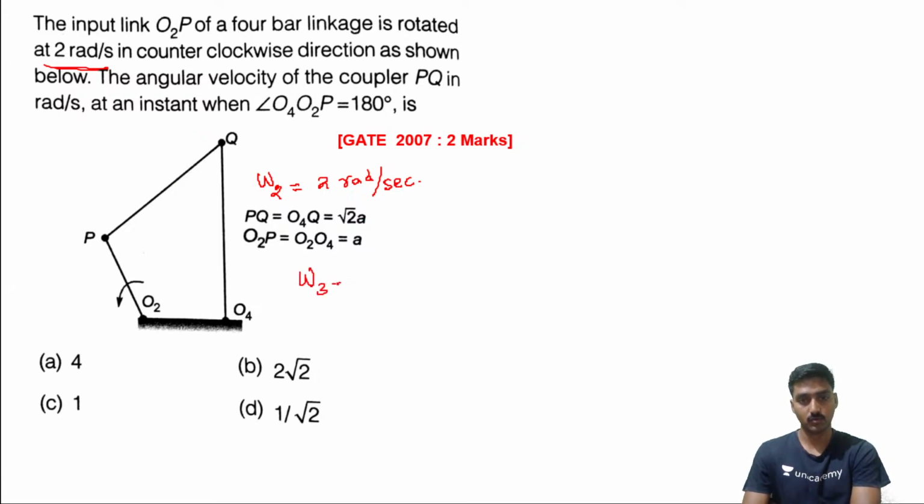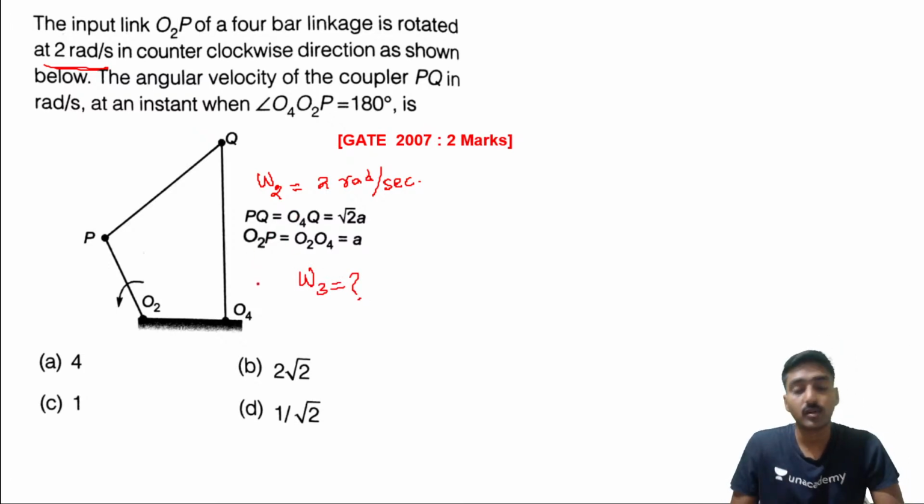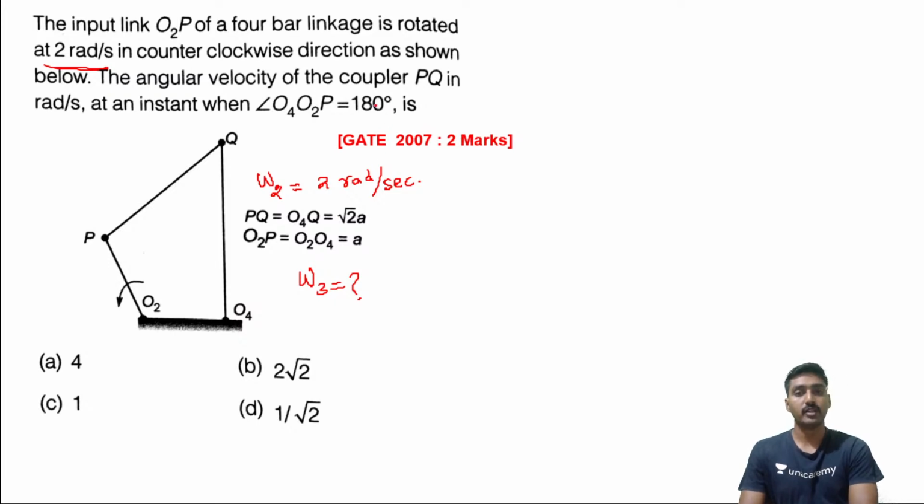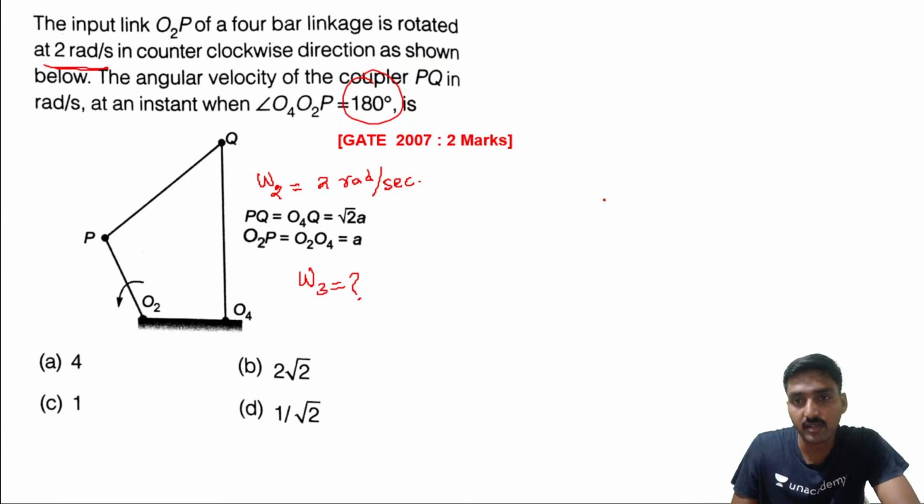What will be the value of omega 3 when O2P is at 180 degrees? So we need to draw the new configuration. What kind of configuration do we need to draw? Yes, I am giving it. Now draw it, I will explain it. Yes, it's a new configuration we need to draw.